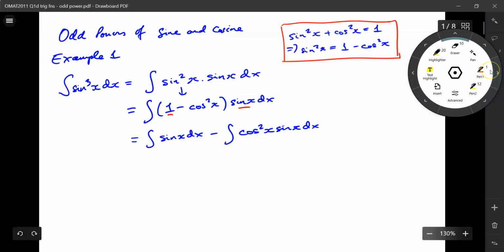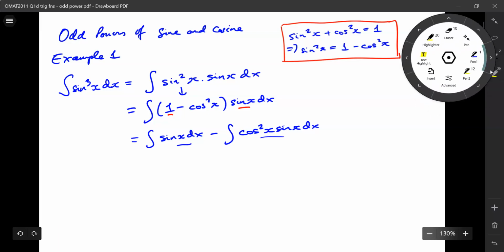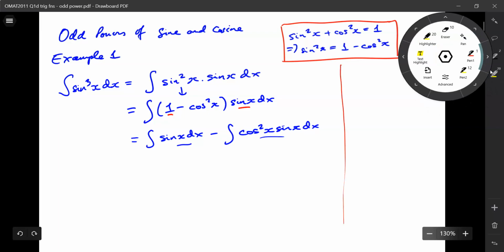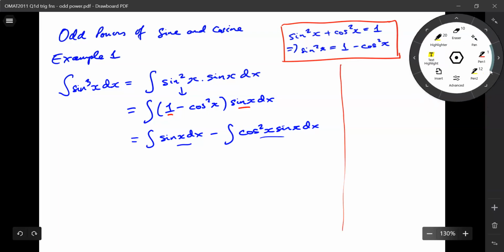Okay, so how do we integrate? This term is easy to integrate, but how do we go about integrating this one? Well, if you remember earlier in the course, we used the method of substitution. It's for the second questions on the exam paper, question 1b and question 2b.